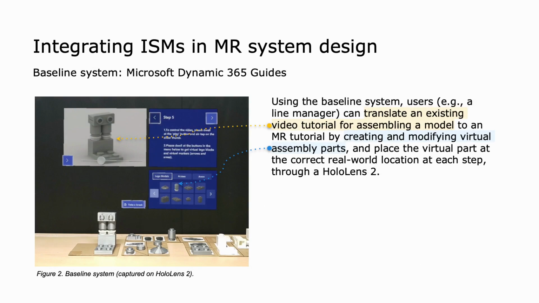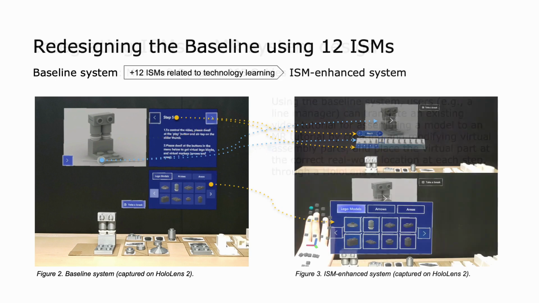One of these MR instruction authoring systems is a Microsoft solution, Dynamics 365 Guides, based on which our baseline was implemented. Using the baseline system, users can translate an existing video tutorial for assembling a model to an MR tutorial by creating, modifying virtual assembly parts, and placing the virtual part at the correct real-world location for each step, using a HoloLens 2. We hypothesized that redesigning the baseline by integrating a set of ISMs into different system components can lead to better task performance and learnability.